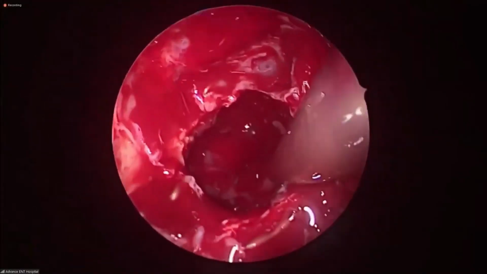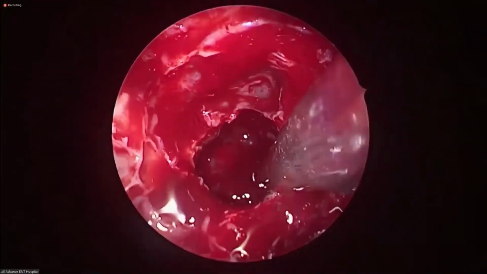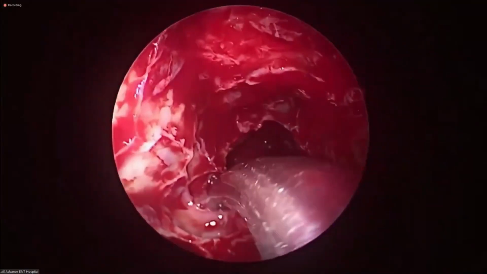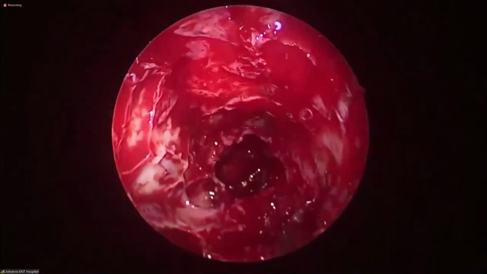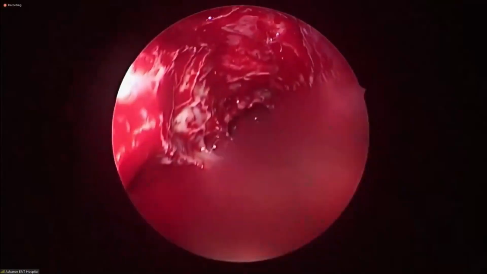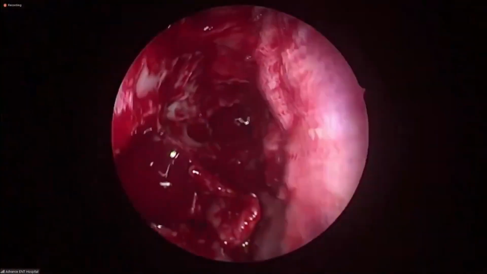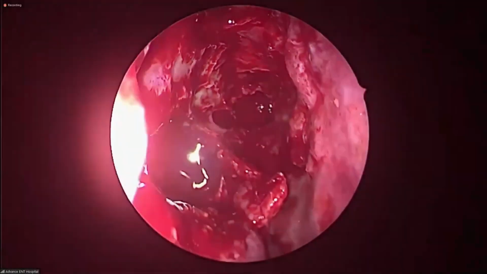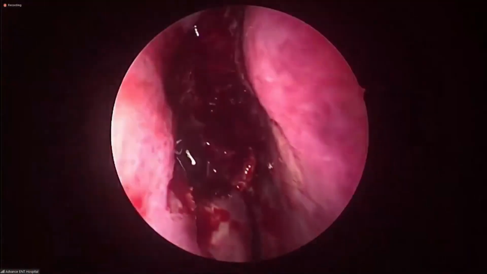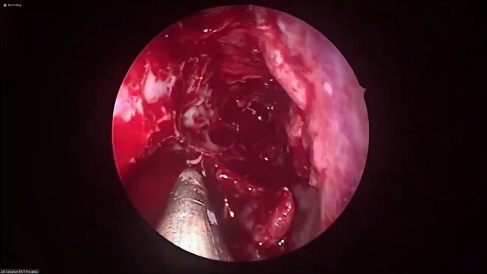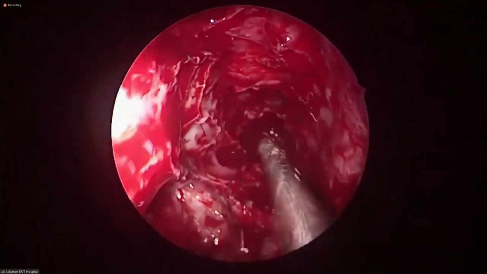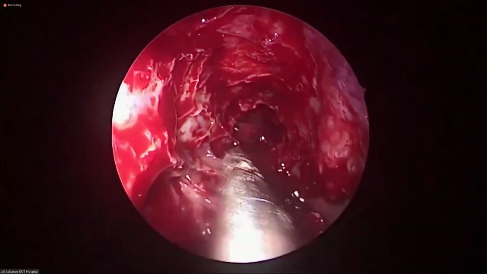Now see the interior of the sphenoid, very wide, sir. Opening, all posterior sphenoid, everything crystal clear now. We'll just irrigate for a minute or two and everything will be perfect.